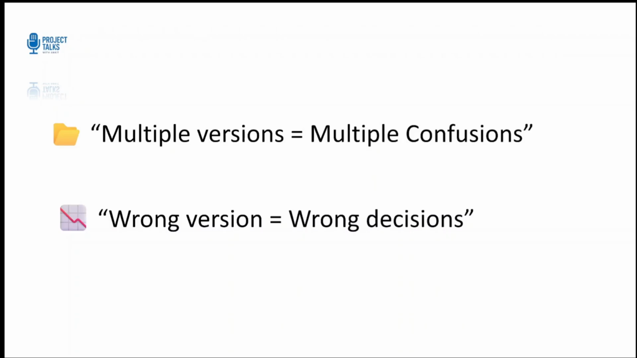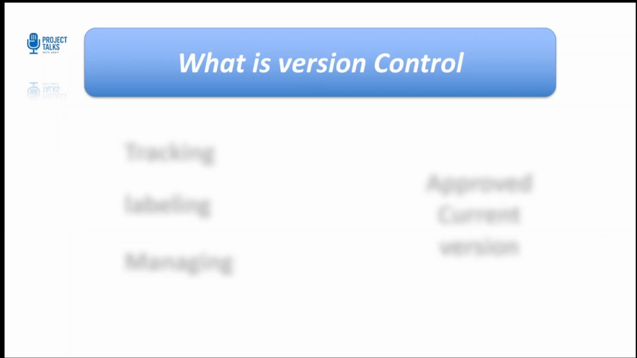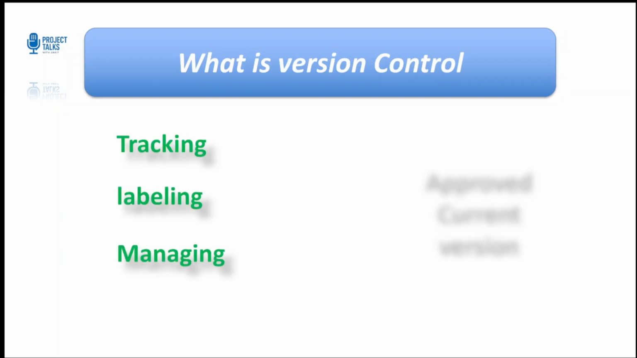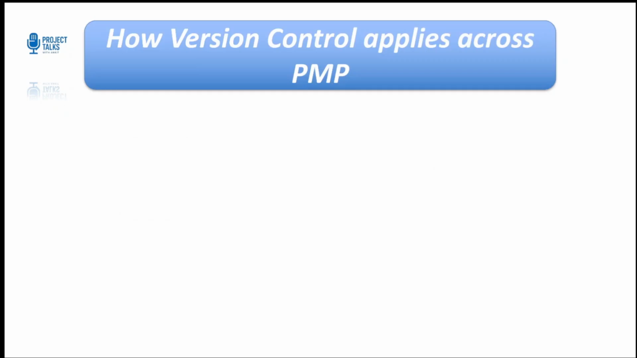So now that we have understood the problem, let's understand what exactly version control is. In simple terms, it is a practice of tracking, labeling, and managing every change in your project documents so everyone knows what's current, who changed it, and when. Think of it as a timeline of truth for your document. It ensures that no matter how many updates happen, there is always one source of approved current version, one source of truth.